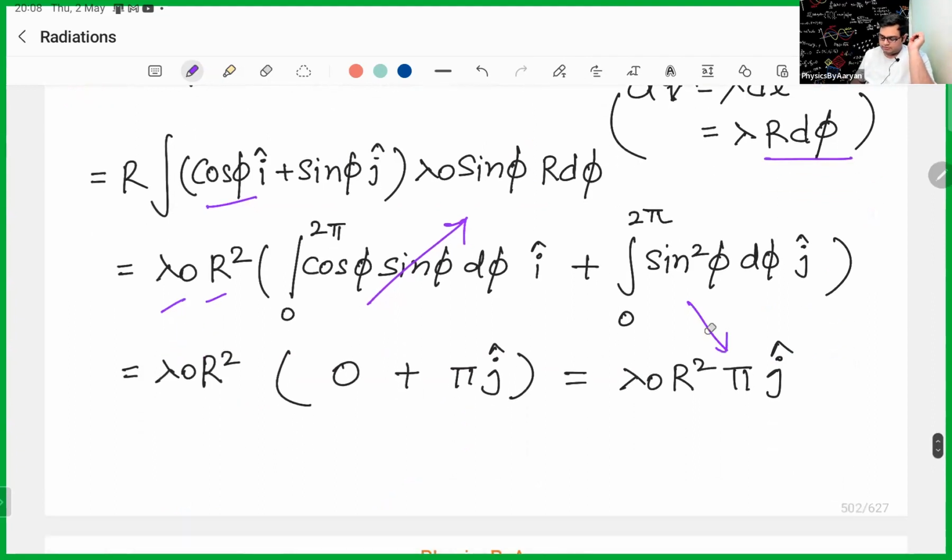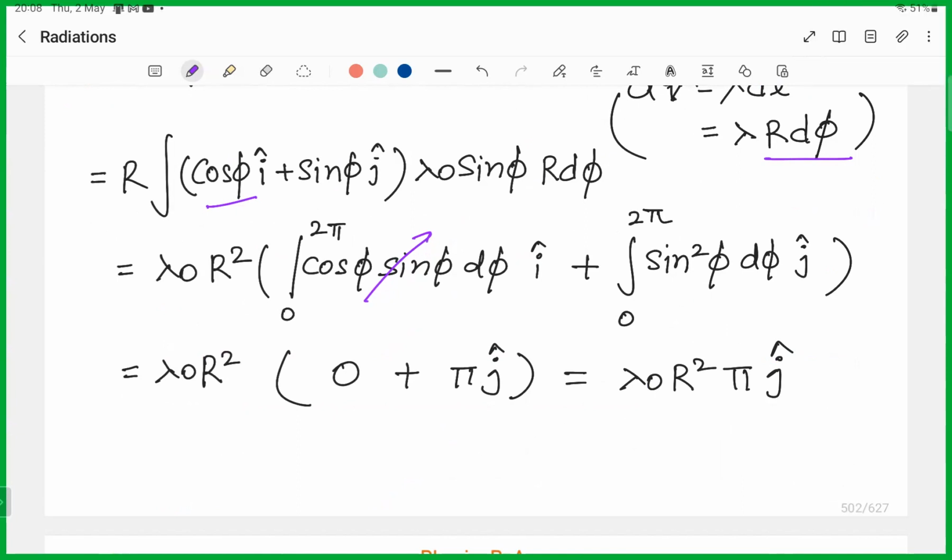You can calculate that. I hope this much integration you can do. So this thing will be 0, and the integration of this thing will be pi. And there is lambda naught r square outside. So I get lambda naught r square pi j cap. So this is my overall dipole moment. I have not started rotating the dipole yet.